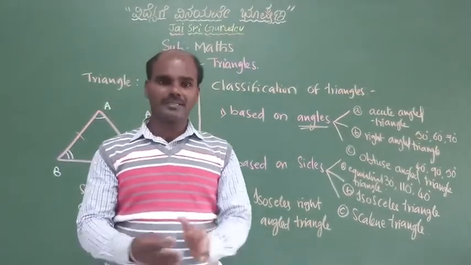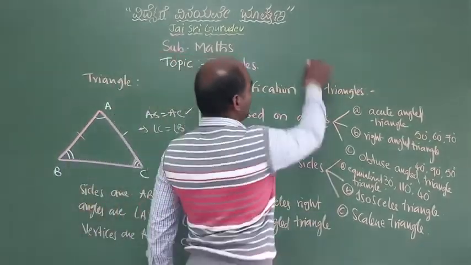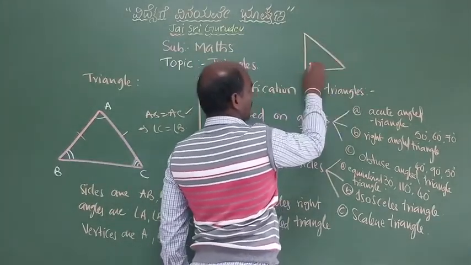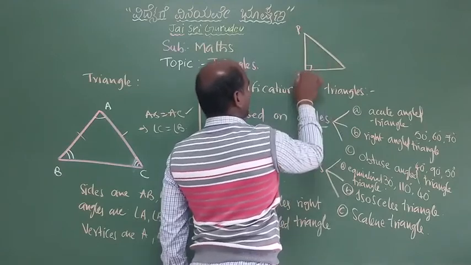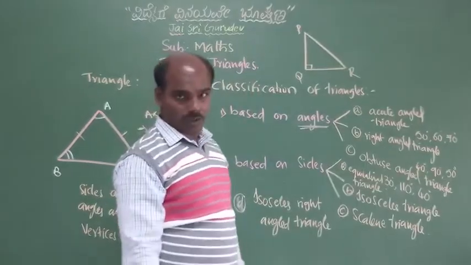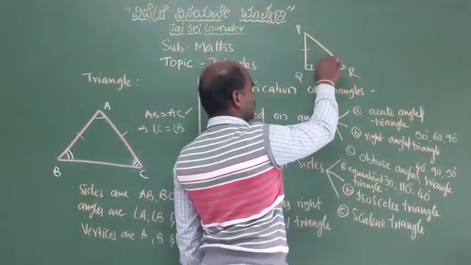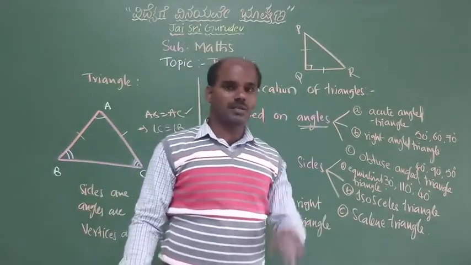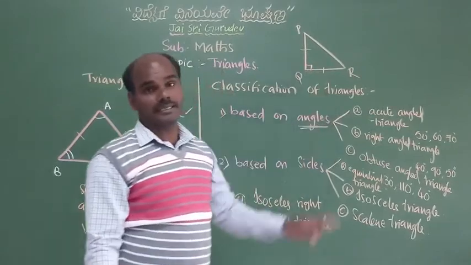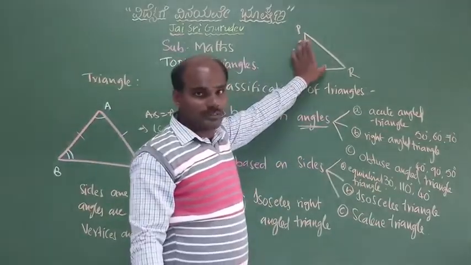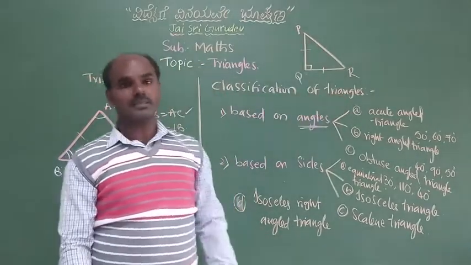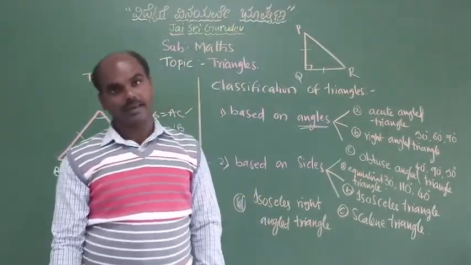When you take one triangle, say triangle PQR, where PQ is equal to QR, two sides are equal, yes or no, children? And one angle is 90 degrees. It is isosceles and it is a right angle, so it is called an isosceles right angle triangle.